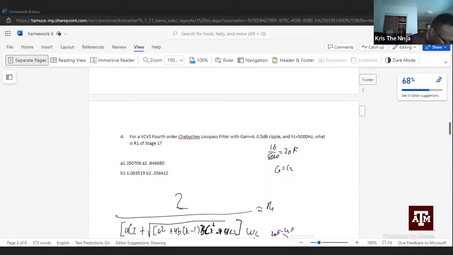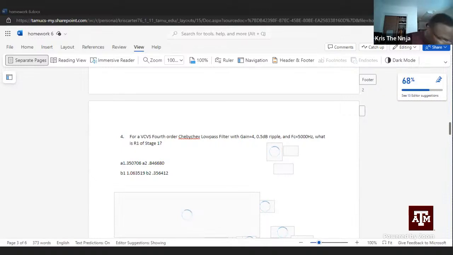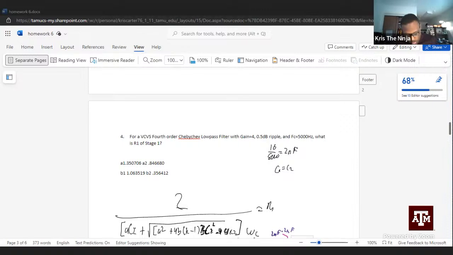So we're gonna make A, so 0.350706, right? Store that as A. B is 1.063519, and then alpha C. Store this as C. Okay, cool. So now we do A times C. We get, in a big bracket, 7.01412 times 10 to the minus 10th.